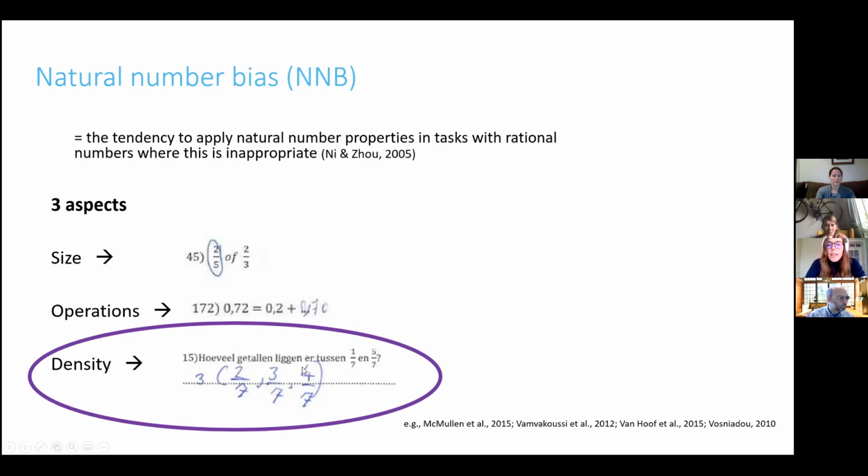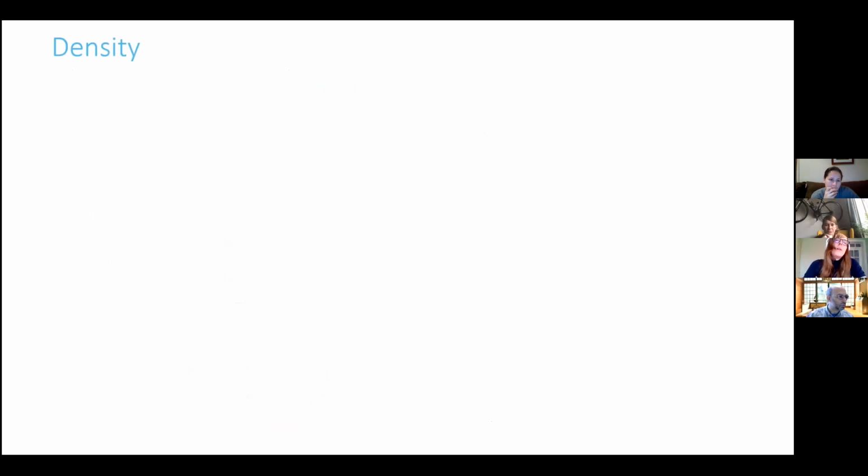And this Dutch means: how many numbers are there between 1/7 and 5/7? You can clearly see that also this learner thinks about natural number knowledge when he or she solved this item. So why is it important to also investigate this density understanding? Well, based on previous research from my PhD, there was a representative sample.